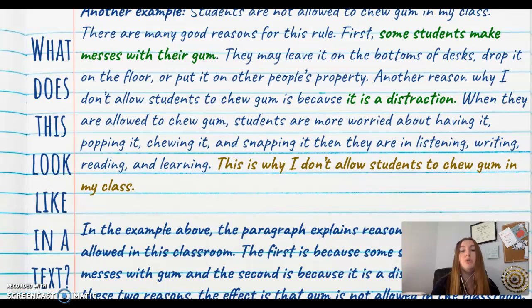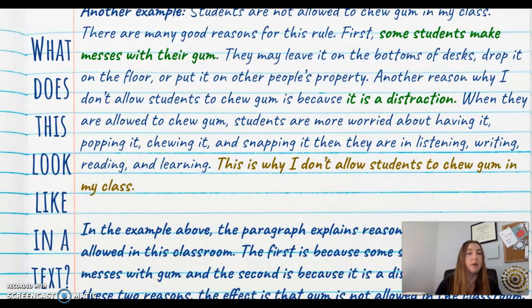Okay. So notice how she says the cause is because people are being messy and a distraction. Those are the blue. And the effect is the yellow. This is why I don't allow students to chew gum in my class. So not only is she explaining all the causes in green, but she's also making a conclusion, which is I don't allow gum in my class. And that's the result. That's the effect.